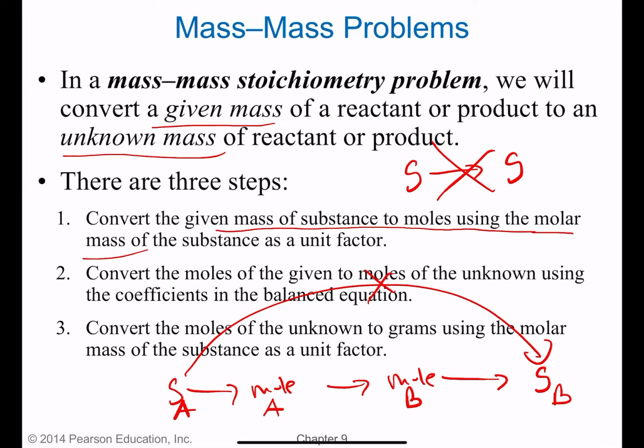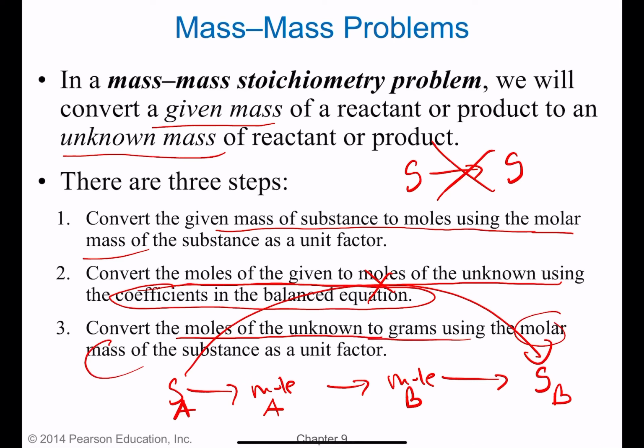So basically, we're going to start off with the given mass of substance, converting to moles using the molar mass. Then we're going to go from moles of one substance to moles of the other using the coefficients, so using the molar ratios. Then we go from moles of the second substance into grams using the molar mass of that substance. So first we'd use the molar mass of A, then the molar ratio in the middle, and then the molar mass of B. That's the basic strategy anytime you have a mass-to-mass stoichiometry problem.